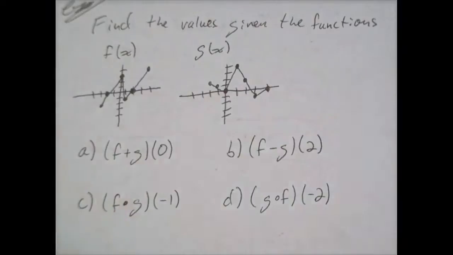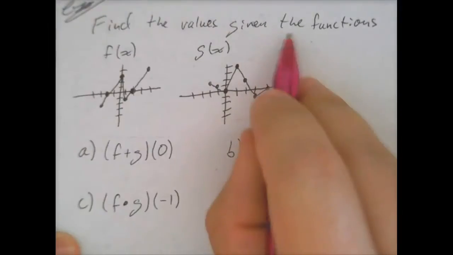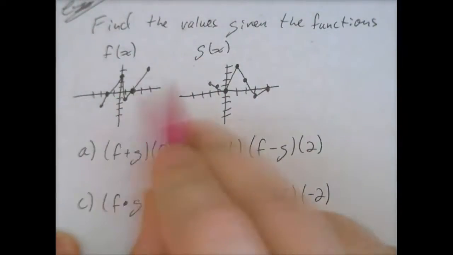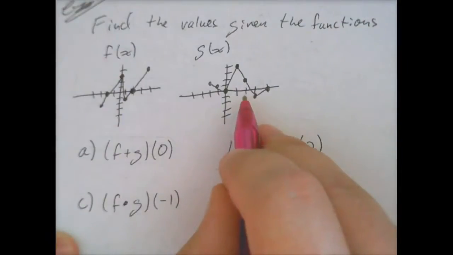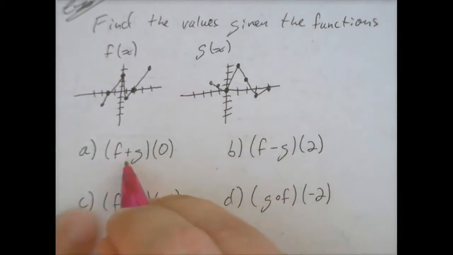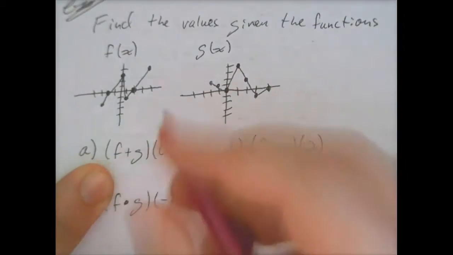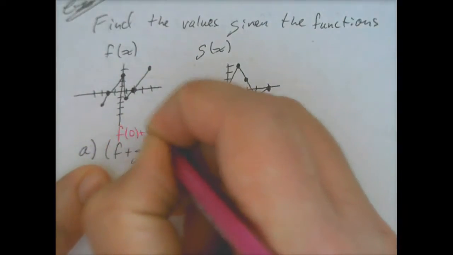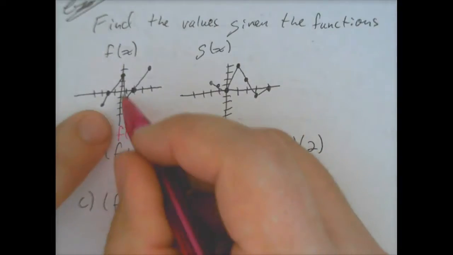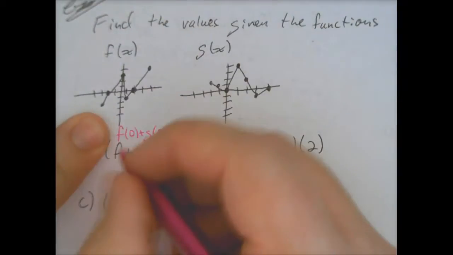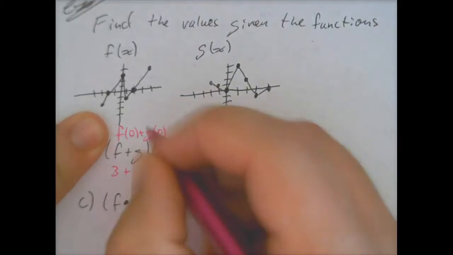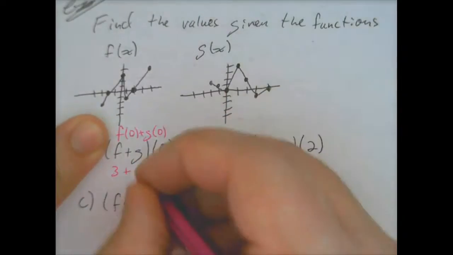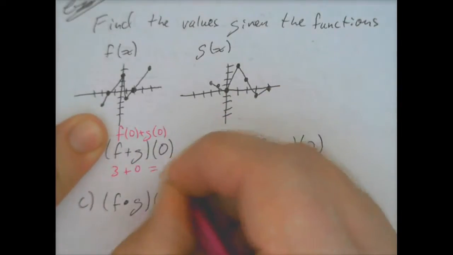Okay. Anyways, find the values given the functions. We are given the function f of x and a bunch of points, and we are given the function g of x and a bunch of points. So with this part A, f plus g of 0, don't forget that really just means f of 0 plus g of 0. Well, f at 0 is 3. So I have 3 plus g of 0 is 0, so 0 equals 3.